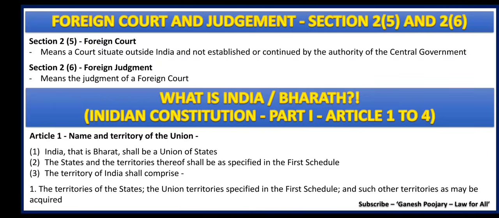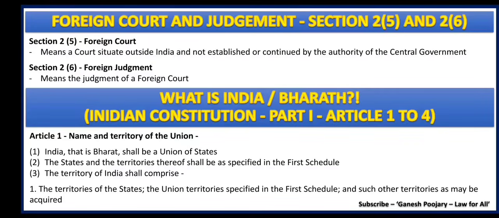Coming to section 2 clause 6, it discusses what is foreign judgment. It says foreign judgment means the judgment of a foreign court. Now clause 5 defines what is foreign court, and clause 6 says whatever judgment is given by such foreign court is a foreign judgment. Now here foreign is very clearly defined, which is outside India. Now before we say outside India, we need to understand what is India.